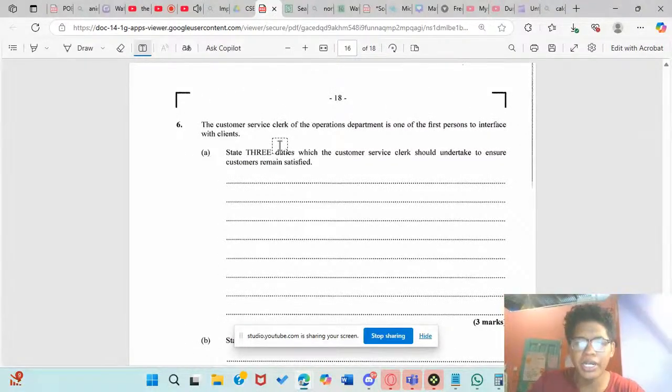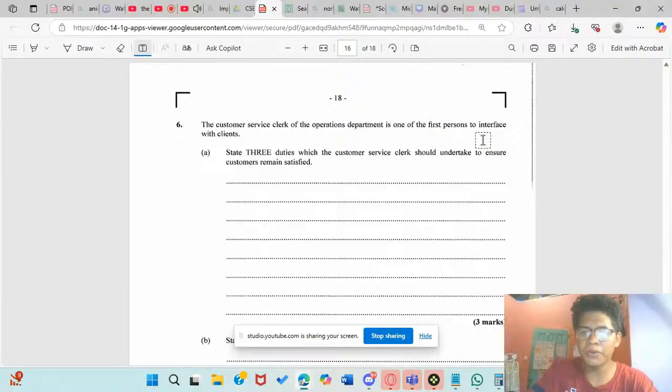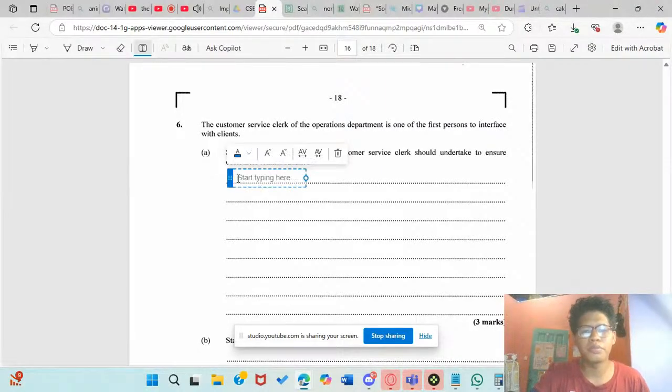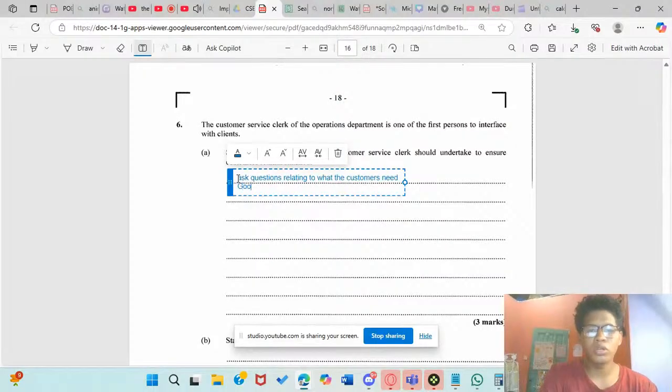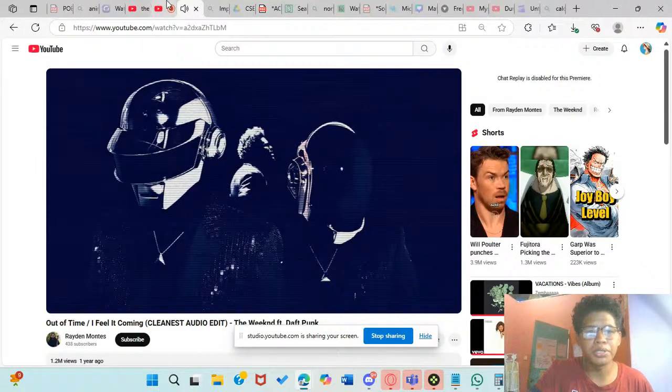The customer service clerk of the operations department is one of the first forces that interface with clients. State the duties the customer service clerk should undertake to ensure the customers remain satisfied. Ask questions related to what the customers need. Secondly, a good and positive attitude. So those are some things that they could really put out there.